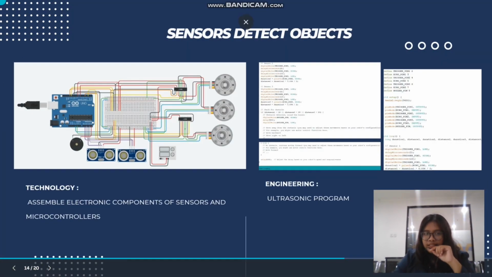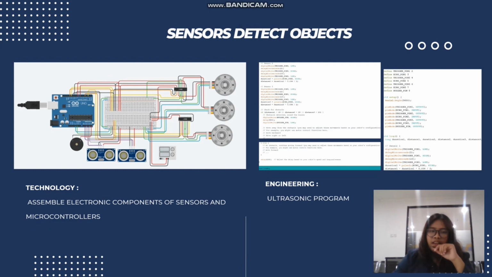Okay, next, the technology and engineering section. In the technology section, we assemble the electronic components of the sensor and microcontroller. The ultrasonic sensor has two pins, echo and trigger. The echo and trigger of the two ultrasonic sensors on the robot, we connect to the pins of the microcontroller. And the engineering section talks about the ultrasonic program.